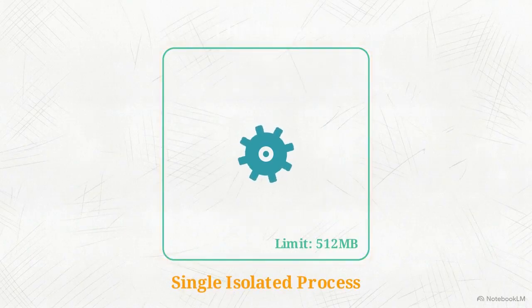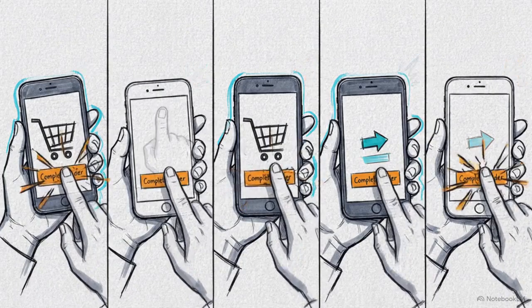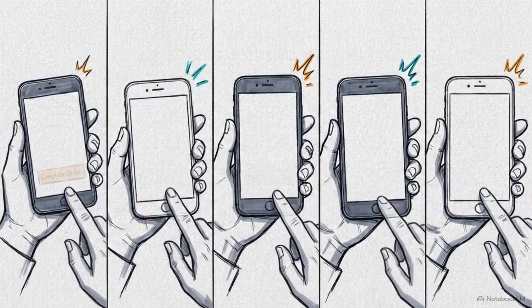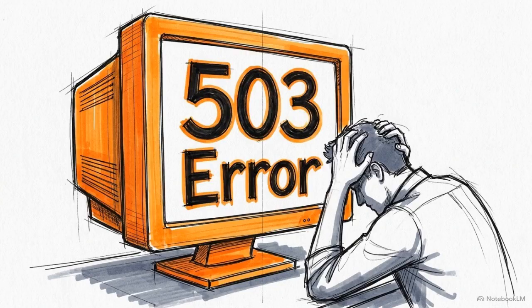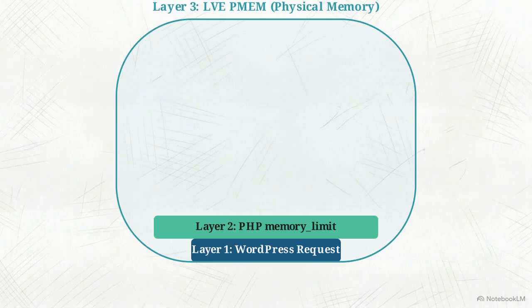But this only solves the problem for a single process running in isolation. If 5 users try to check out on your WooCommerce store at the exact same moment, your site is still vulnerable to crashing. This leads to the most confusing scenario for site owners. Your site health page proudly displays a 512M limit, yet your site continuously throws 503 errors during busy WooCommerce checkouts or large media uploads. The final barrier is Layer 3, the LVE PMEM container limit.